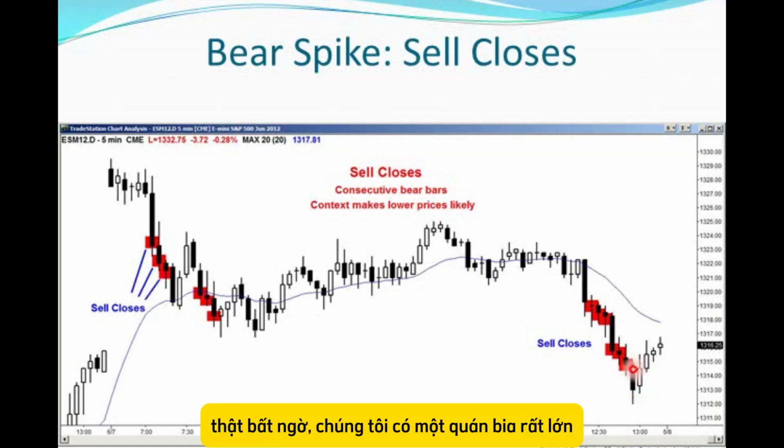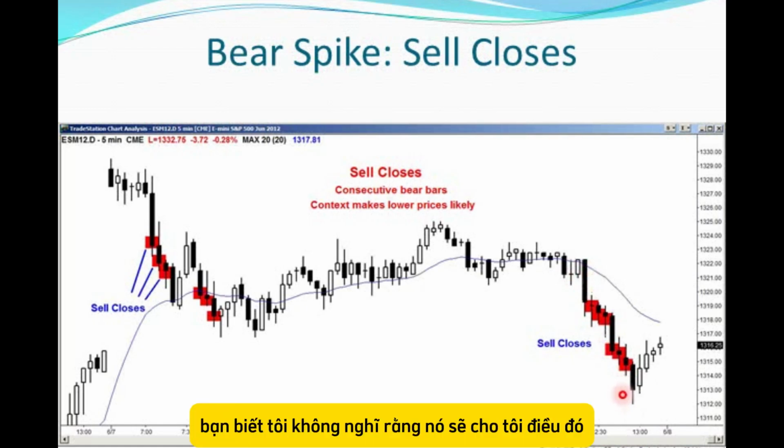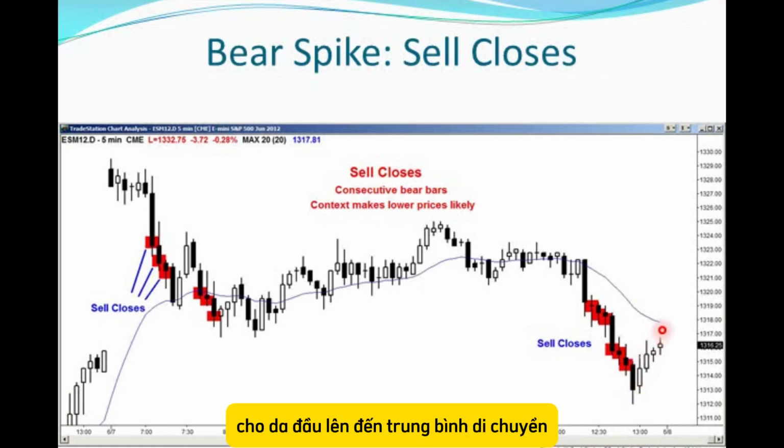Wow, that's unexpected. We have a very big bear bar in a trend that has gone on for a long time, and it's the third consecutive sell climax within the same bear spike. I didn't think it was going to give me that. I'm going to just buy back my shorts. Aggressive bulls will probably buy that close for a scalp up to the moving average.